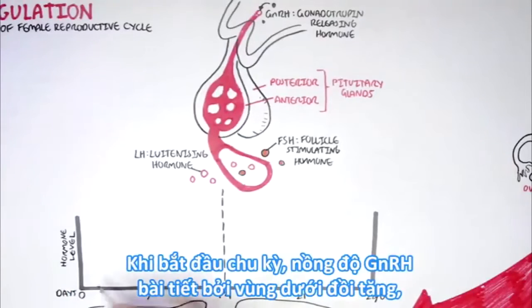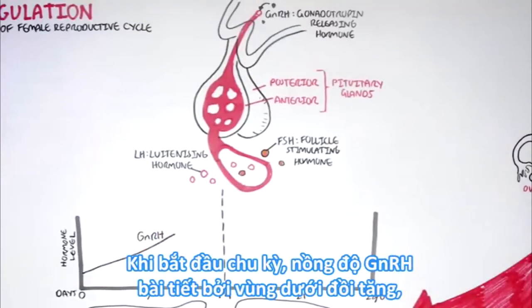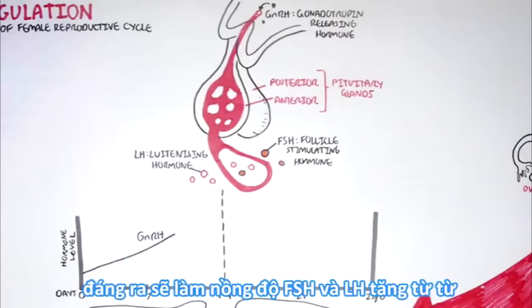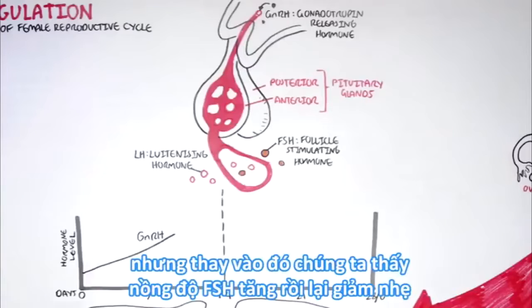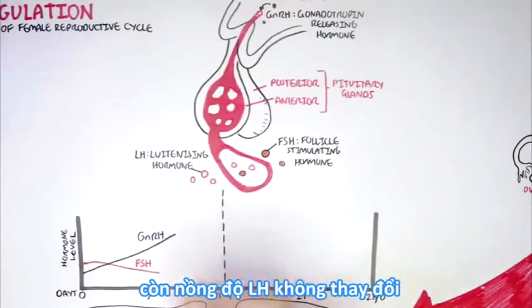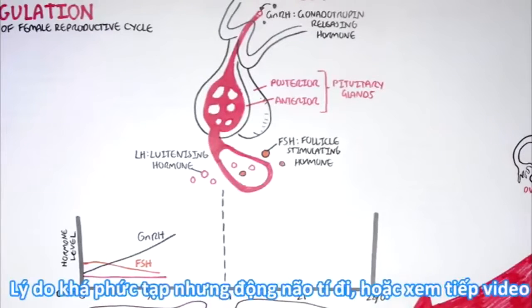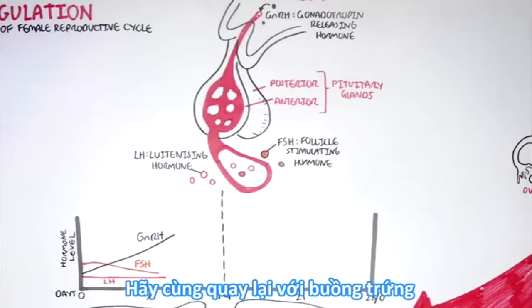Now initially, in the beginning of the menstrual cycle, there is an increase in gonadotropin-releasing hormone secreted by the hypothalamus, because it's the start of the menstrual cycle. And this should cause a steady increase in follicle stimulating hormone and luteinizing hormone. But instead we see an increase and then a slow dropping level of follicle stimulating hormone, and we have a steady level of luteinizing hormone. Why is this? Well, the reason is actually quite complicated, but just hold on to that thought and hopefully it will make sense. So let's go back to the ovary.